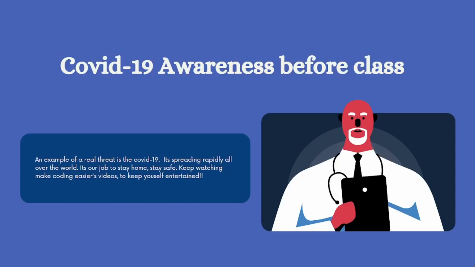COVID-19 before class is an example of a real threat to all of us. It's our job. We have to stay home and keep ourselves safe. Because if we get affected, it's not only us, it's our family members, our relatives, our beloved ones who get affected. Keep watching Make Coding Easier's videos to keep yourself entertained during these tough times.